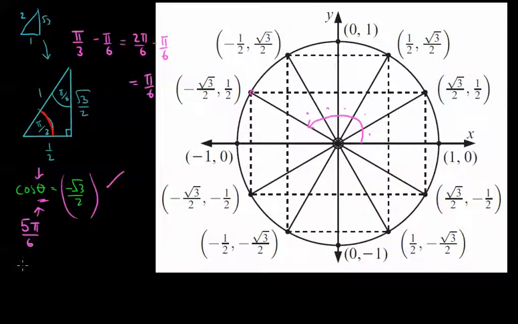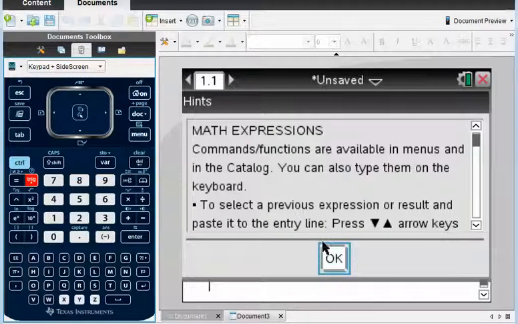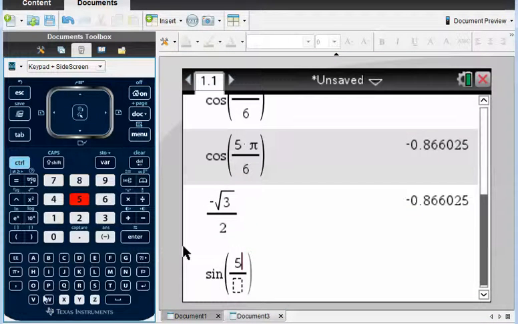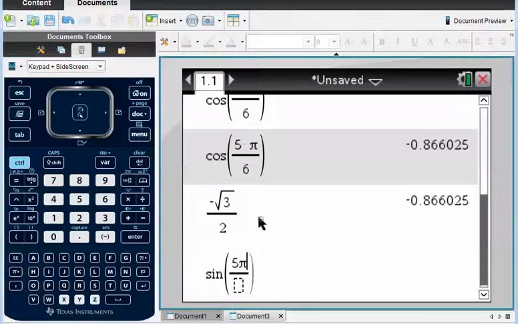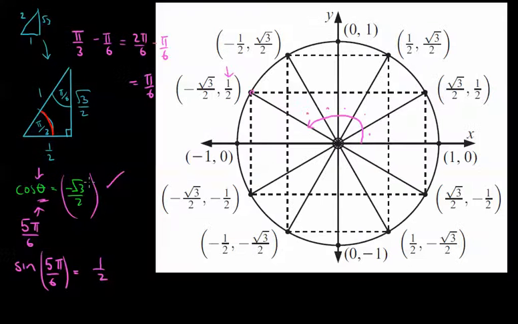So if someone said to you, what is sine of 5 pi over 6? Then that would have to be the y component. That'll be a half. Let's just double check that. I just want to press trig, sine 5 pi over 6. This should be a half. It is. Okay, now let's just look at some more examples to do with this. Let me rub all of this stuff out.